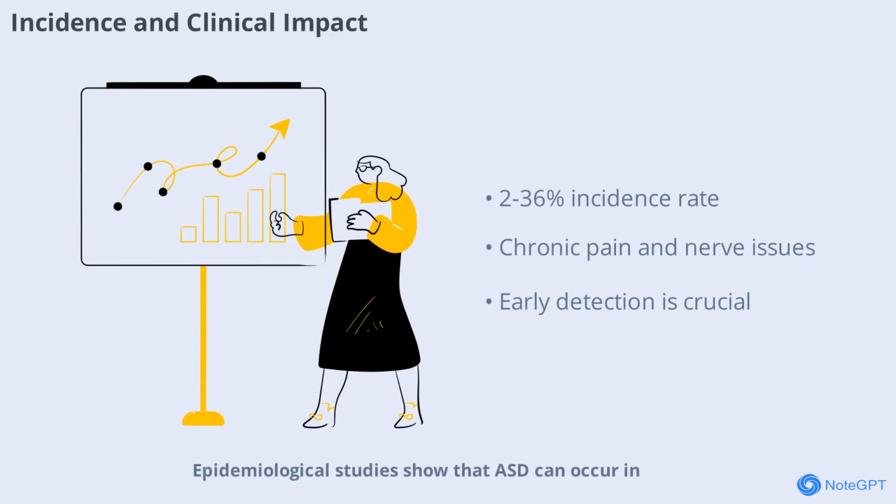Epidemiological studies show that ASD can occur in 2% to 36% of patients after spinal fusion, depending on the spinal region, surgical technique, and follow-up duration. In the United States alone, over 500,000 spinal fusion surgeries are performed annually, making ASD a significant concern. Clinically, ASD may present as chronic pain, radiculopathy, or myelopathy, especially if nerve compression or spinal canal narrowing occurs. Early detection and intervention are key to improving patient outcomes and reducing the need for additional surgeries.